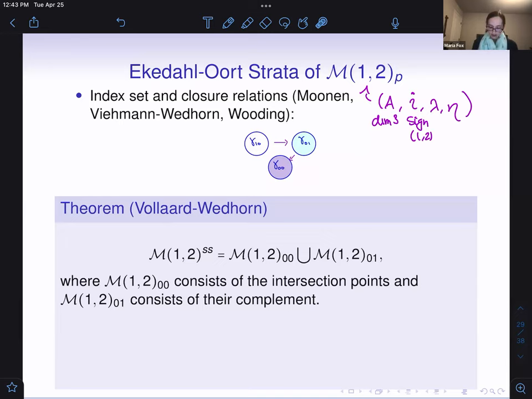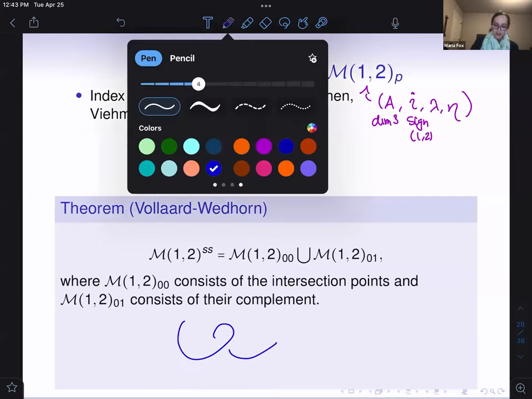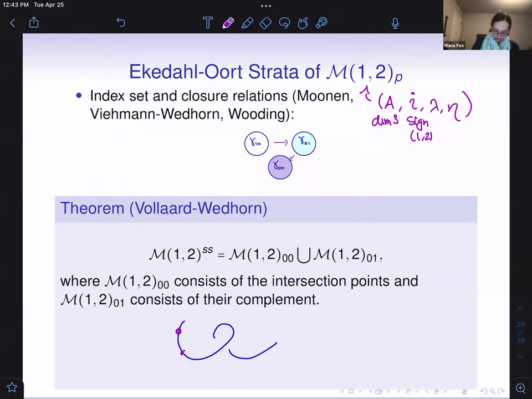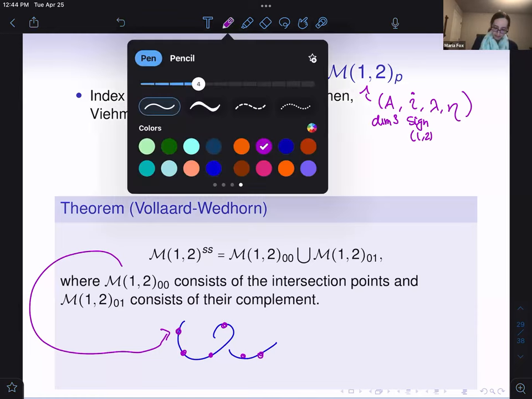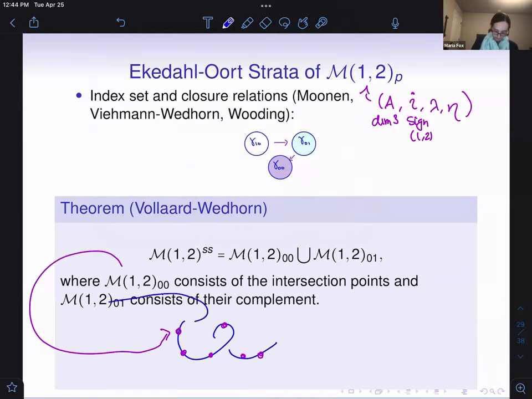So it's the union of these bottom two Ekedahl-Oort strata, and the stratification informs the geometry of the supersingular locus. Meaning we saw that each irreducible component was a Fermat curve, and each Fermat curve had these special points on it. These special points are exactly the lowest Ekedahl-Oort stratum, and their complement is the other Ekedahl-Oort stratum. So this stratification is informing the geometry of the supersingular locus in this way.